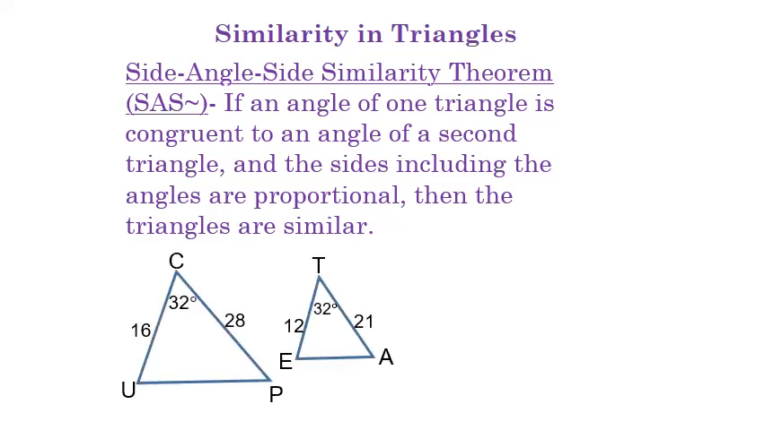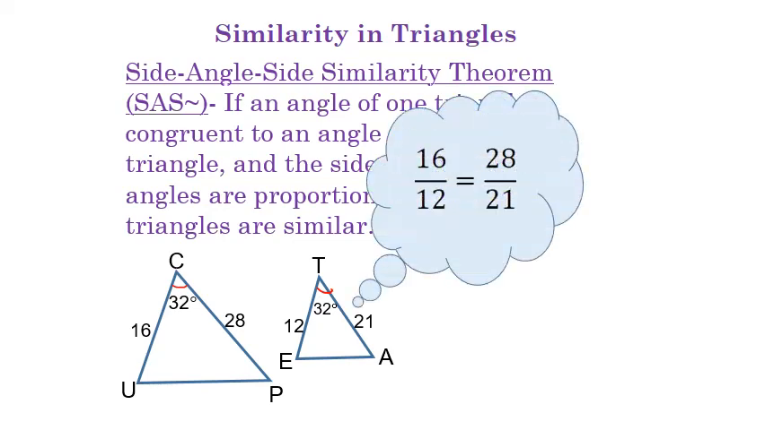So what they're saying is if we have an angle, and in this example it would be C and T, they both measure 32 degrees. And if we had two sides that are on either side of that angle, so the angle would be sandwiched between those two sides, we need to see if those two sides are proportional. So we need to ask ourselves, is 16 over 12 equal to 28 over 21?